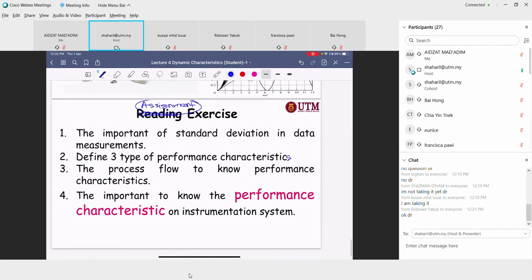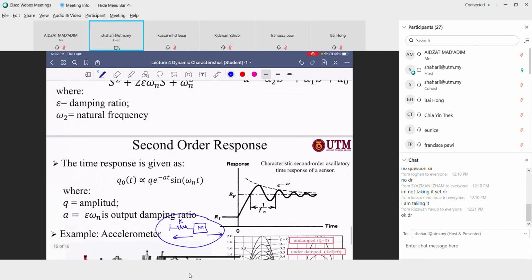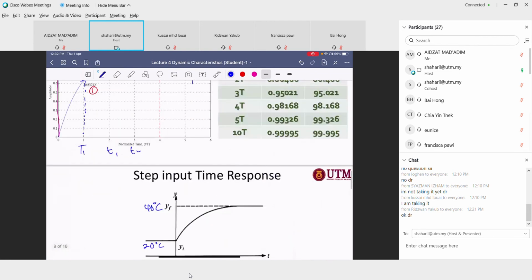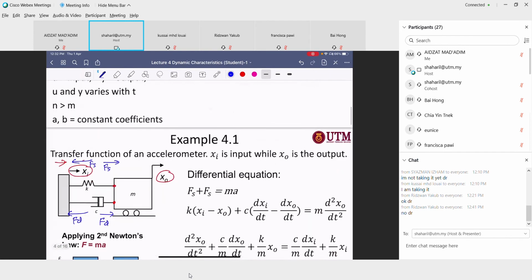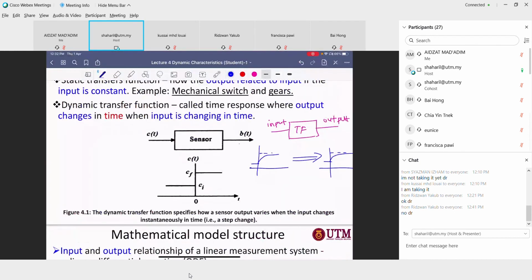So try to finish this assignment. The time is I think 1 week lah. So next week you can submit through the e-learning. I will open the link in the e-learning. Okay. Any question about this one? Any question? The assignment? Any question about this topic? No?